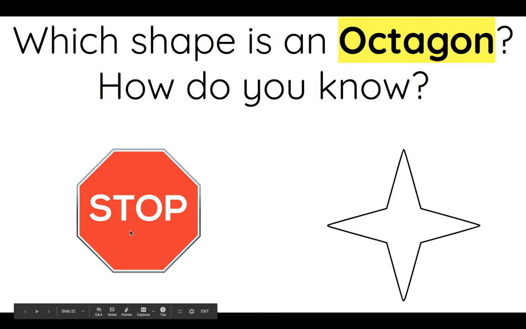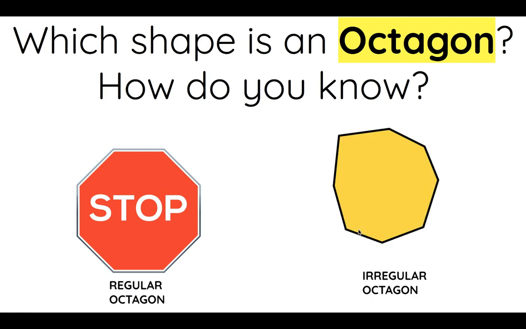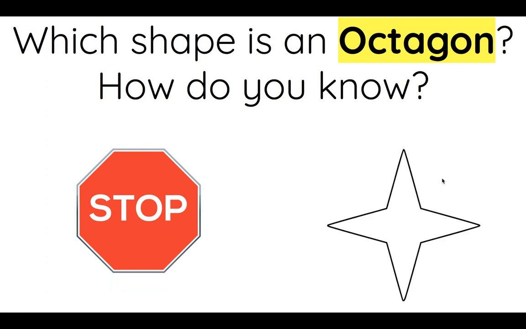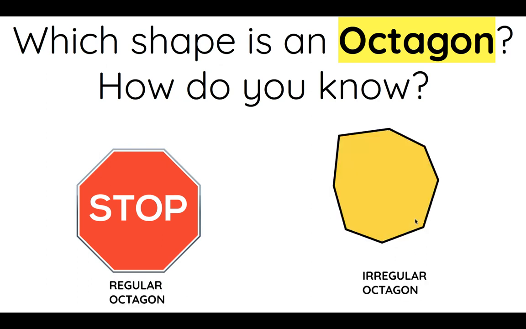I know it doesn't look like the stop sign, but they are both octagons. This one is called a regular octagon because all of the sides and all of the angles are the exact same. They're the exact same length and they have the exact measure of each angle. This one here, we know is an irregular octagon because the side lengths are not the same and the angle measurements are not the same.